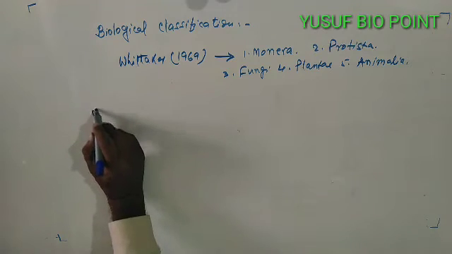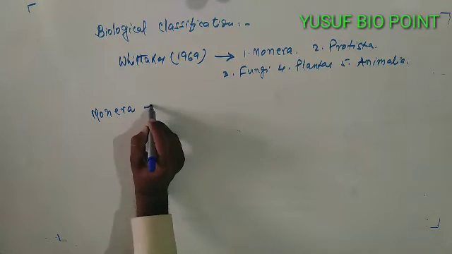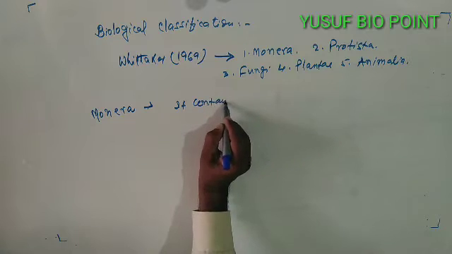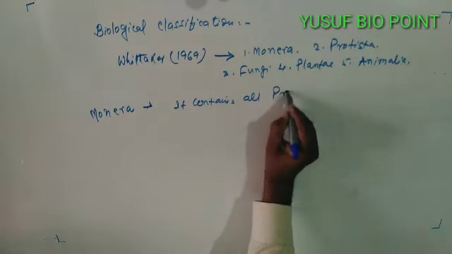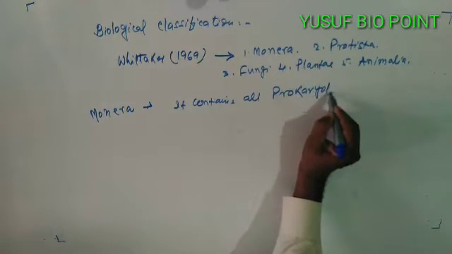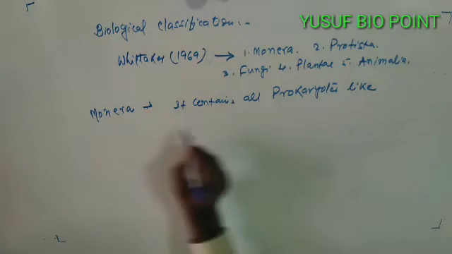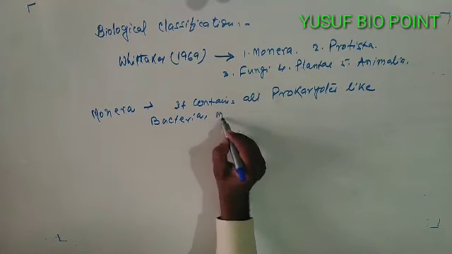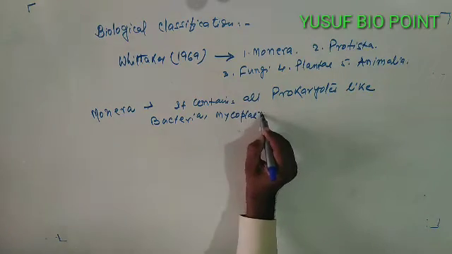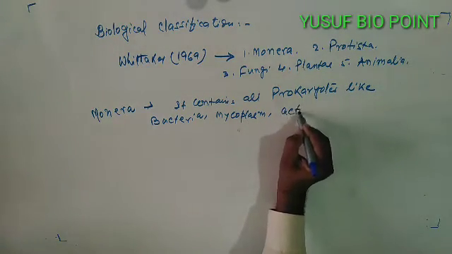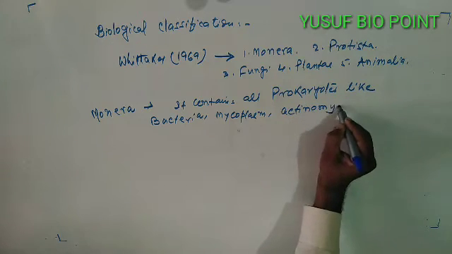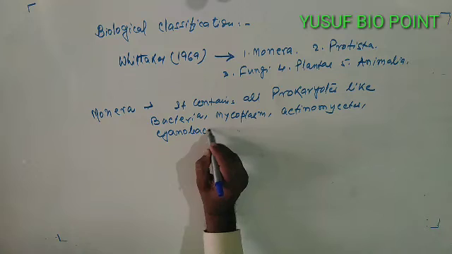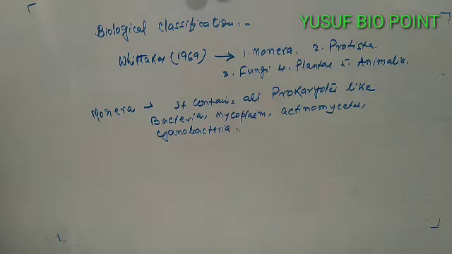Now the first one is Monera. This kingdom contains all prokaryotes like bacteria, mycoplasma, actinomycetes, and cyanobacteria. This contains all of these.